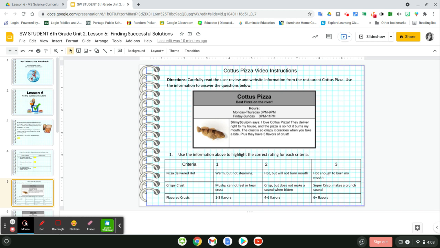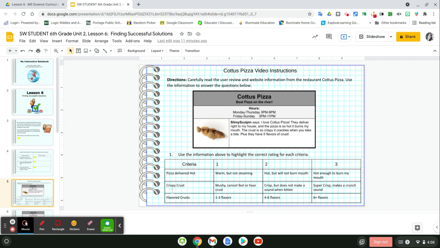So the pizza is delivered hot. Okay. So if it comes warm but not steaming, we might rate it a 1. If it's hot but doesn't burn the mouth, we would rate it a 2. But our highest rating would be hot enough to burn my mouth. So using this information above, what would we highlight for pizza delivered hot based on this information? A 1, a 2, or a 3?